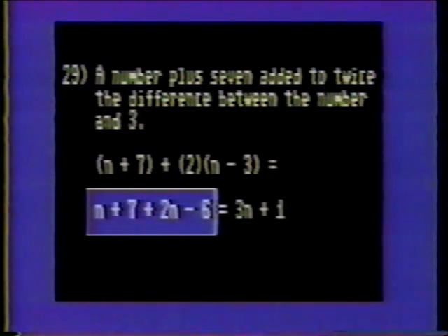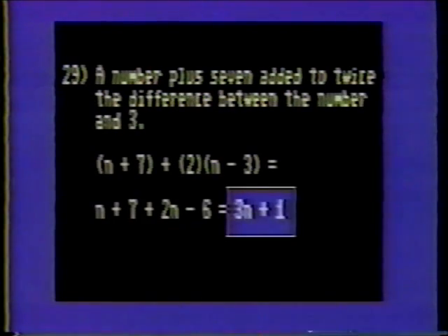First, multiply 2 times n minus 3, which is 2n minus 6. Now we have n plus 7 plus 2n minus 6. Next, group all the like terms together. N plus 2n is 3n. 7 minus 6 is 1. The solution is 3n plus 1.